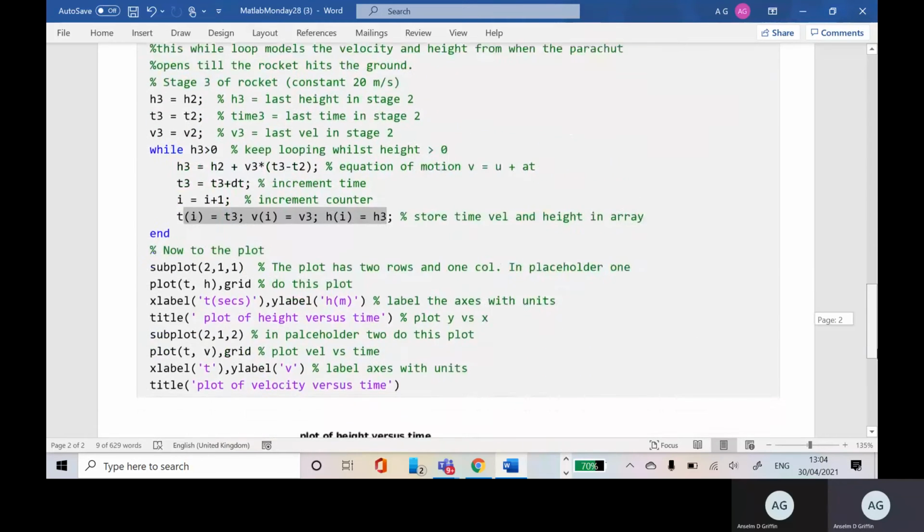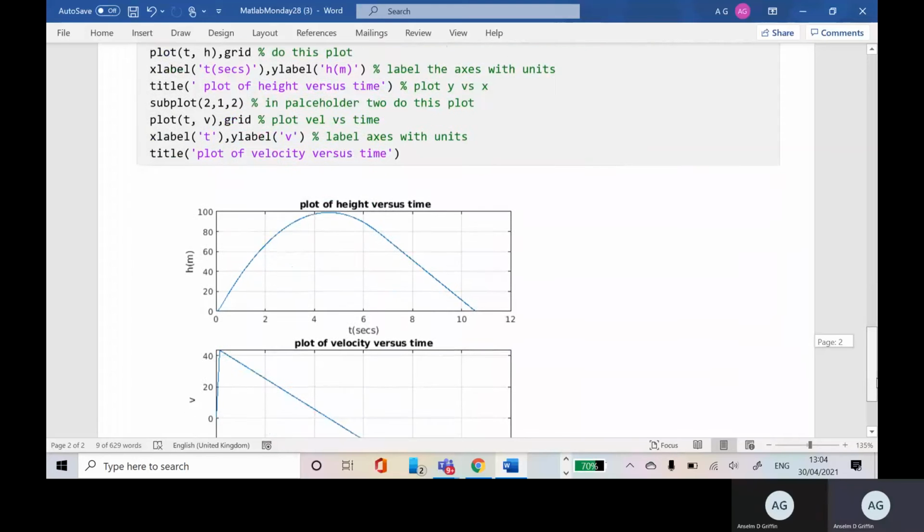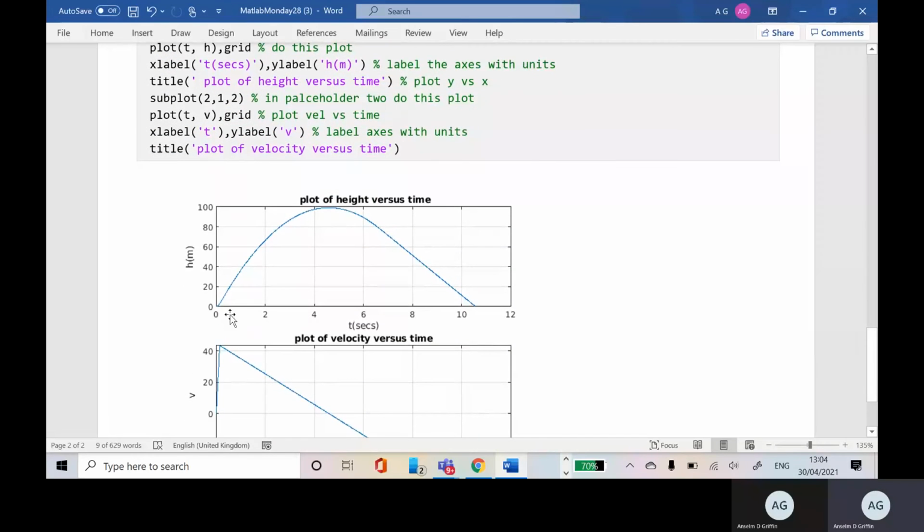We then want to do some plots. I assume if you're here, you're reasonably okay with the plots. So there we are. So we fire the rocket. Off it goes. There's the height. And it starts to come down there and it gets to zero.